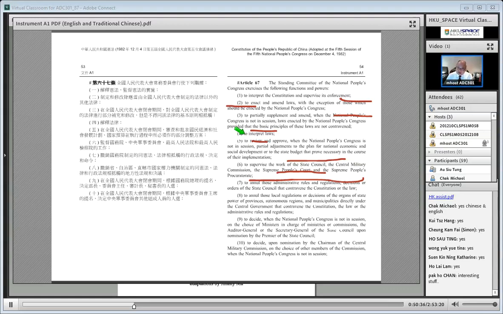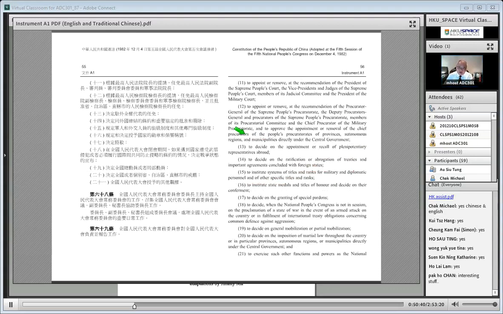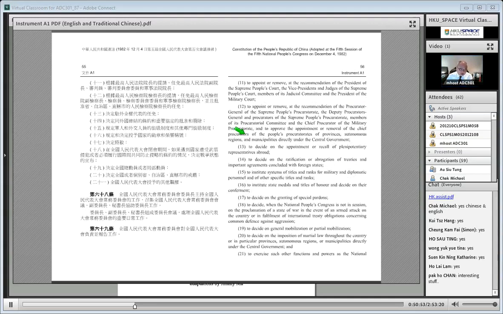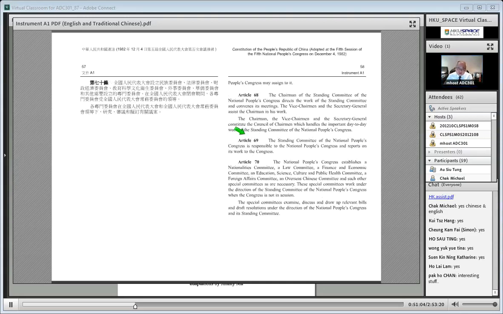And then it has also other functions and powers, and these are also set out in a long list here. And the catch-all one at the end is to exercise any such other functions and powers as the National People's Congress may assign to it.